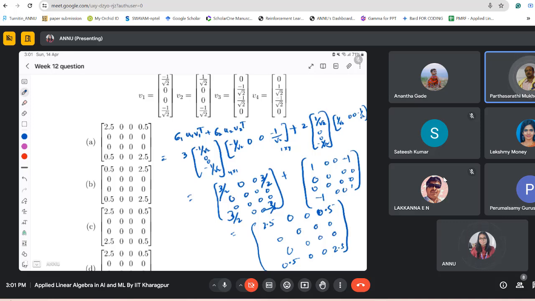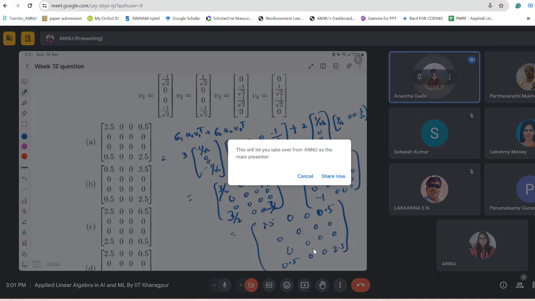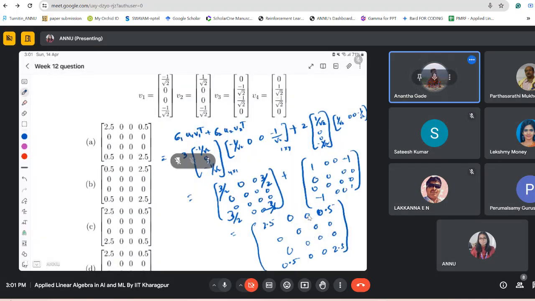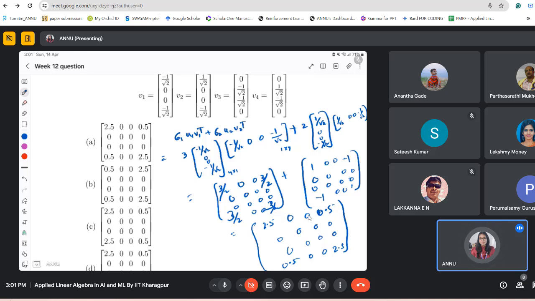Meanwhile, can you tell me which is the answer? First A, B, C, D, now A only. Okay, now let's see what is the answer. A. So the answer is A. I hope you can solve this type of problem in the exam. Let me share my screen for that.